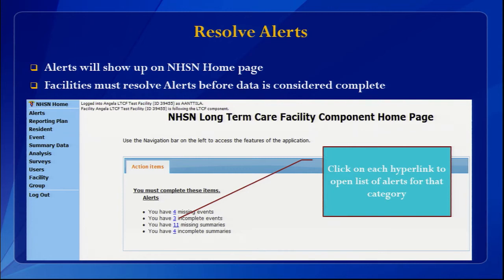So last but not least, you need to resolve your alerts. And this is important. It's an embedded data quality check within our application. When you log in, if you see these pesky, we've heard them called pesky, action items, that means you need to do something, because they're not going to go away until you have action. So what you would do is click on each hyperlink, and it's going to open the list of alerts that are applicable to that.